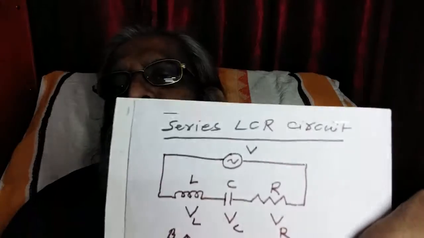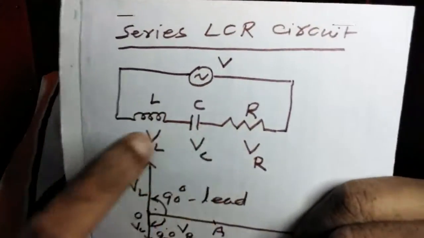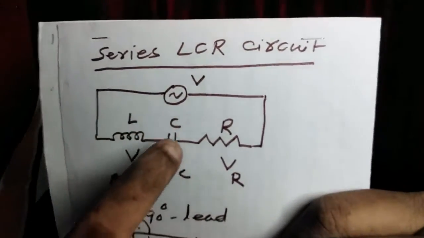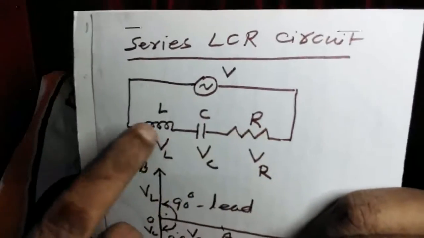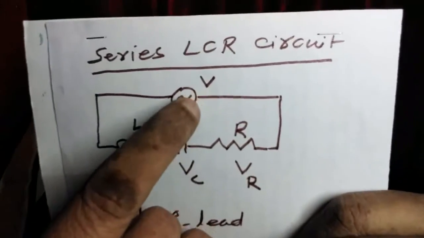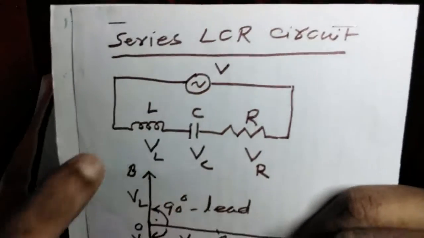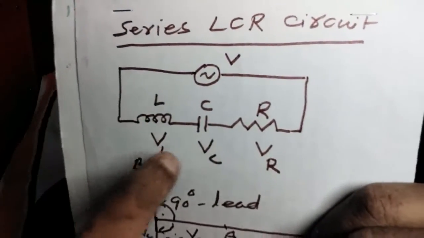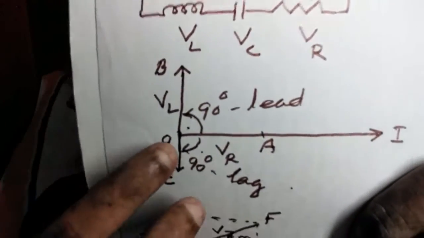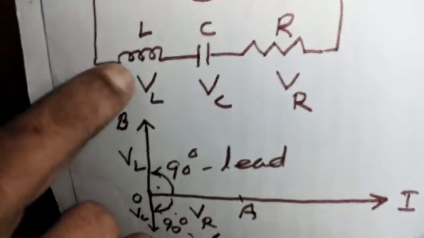The next is very important, that is, the series combination of all these three: inductance coil, capacitor, resistor. The applied AC voltage has an RMS value V volt. Voltages across the coil, capacitor and resistor are VL, VC, VR. You can draw the vector diagram. The baseline or current line is horizontal. Then VR must be on the same line because resistance is an in-phase element.